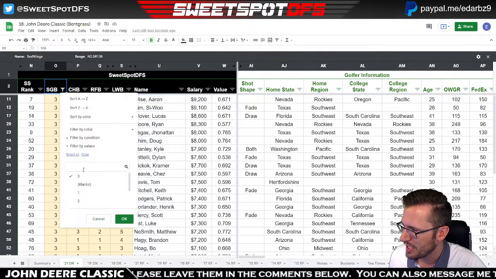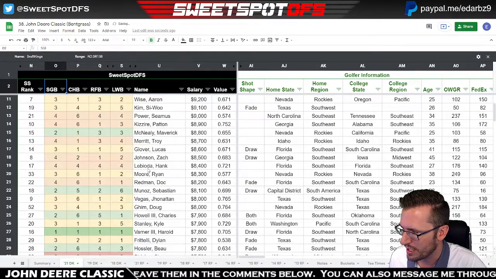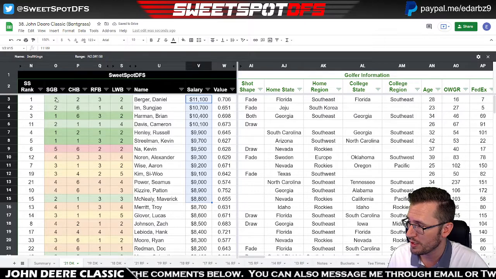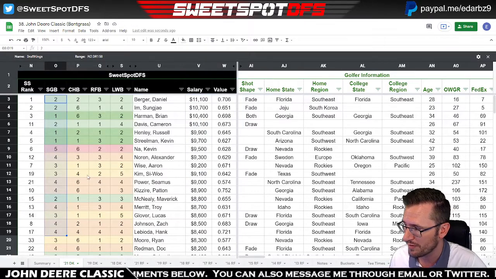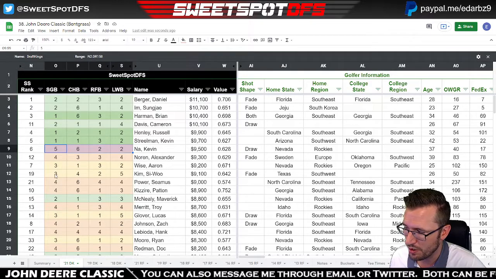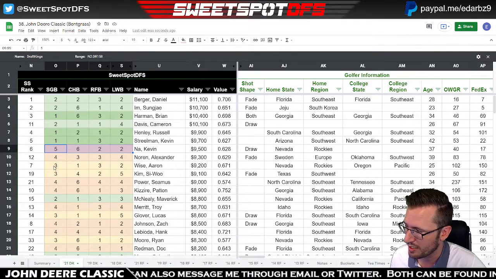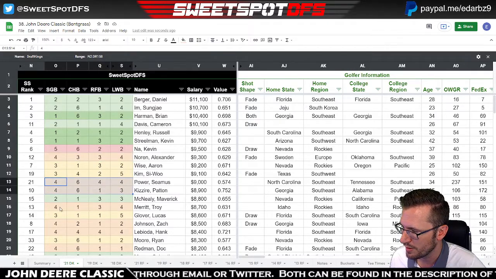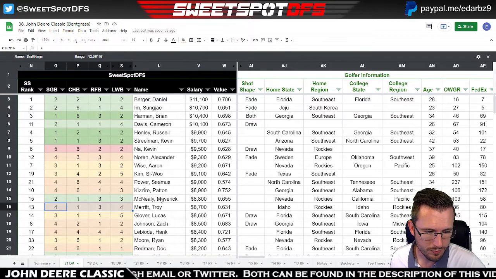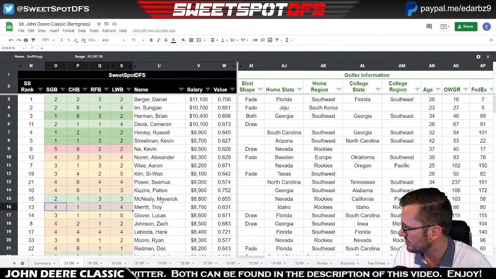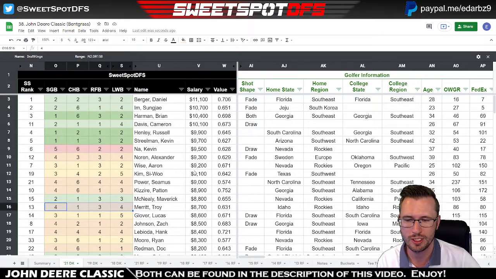I'm not going to look at everything, but when I have the whole field open, you can see this is all color-coded based off of strokes gained. So you can see Kevin Na's a strokes gained 5. That's negative off the tee, negative putting. Strokes gained 4 is positive putting, negative off the tee. And you can see a bunch of those guys up here as well. So I think that's going to conclude this video. I don't have anything else to bring up regarding the John Deere Classic.